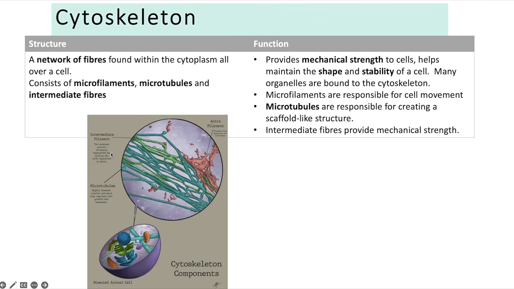The cytoskeleton is the next one, and this is a network of fibres found within the cytoplasm all over a cell. And it consists of microfilaments, microtubules and intermediate fibres, which we can see here. The function is it provides mechanical strength to cells, it helps to maintain the shape and stability of a cell, and many organelles are bound to the cytoskeleton also. So we can see that here, that organelles are actually attached to this cytoskeleton.